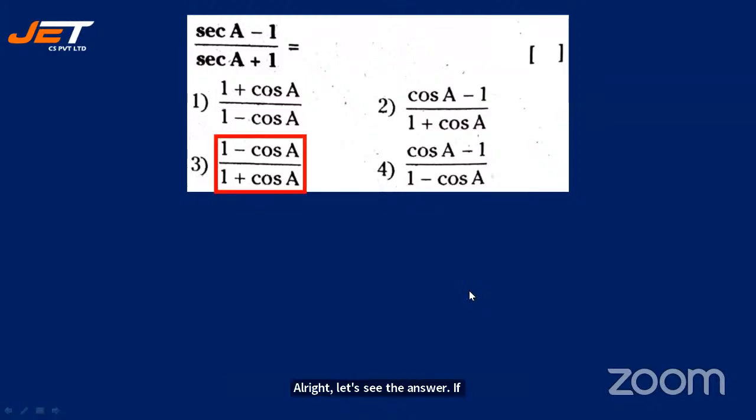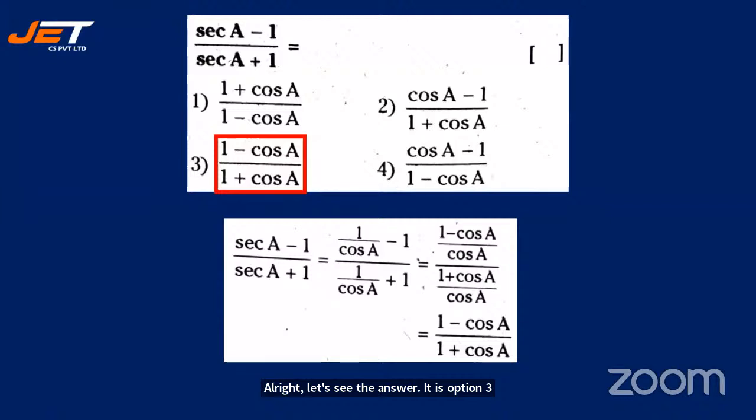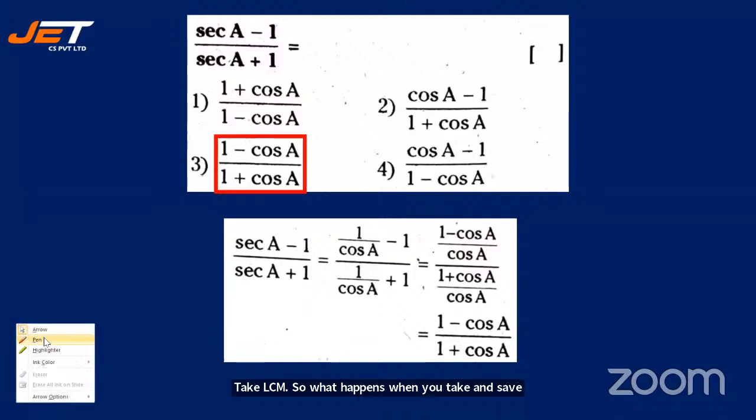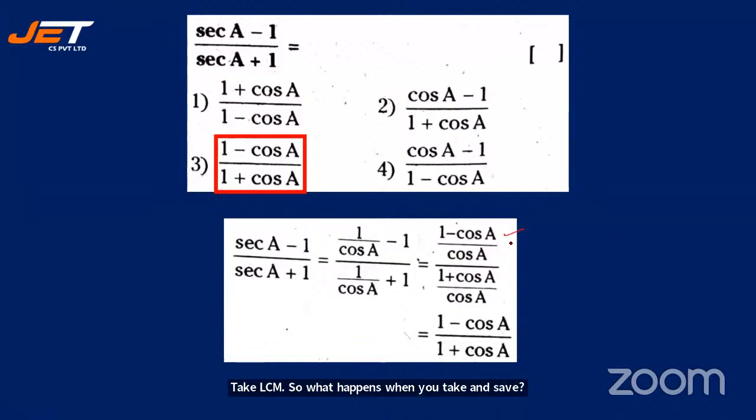It is option 3, 1 minus cos A by 1 plus cos A. How? We know secant theta is nothing but 1 by cos theta, isn't it? So 1 by cos A minus 1 by 1 by cos A plus 1. Take LCM. When you take LCM, you get 1 minus cos A by 1 plus cos A by cos A. So you can cancel 1 cos A by another cos A. How? 1 minus cos A by cos A. When you interchange, this goes up, cos A by 1 plus cos A. So this gets cancelled. So finally you land up with 1 minus cos A by 1 plus cos A.